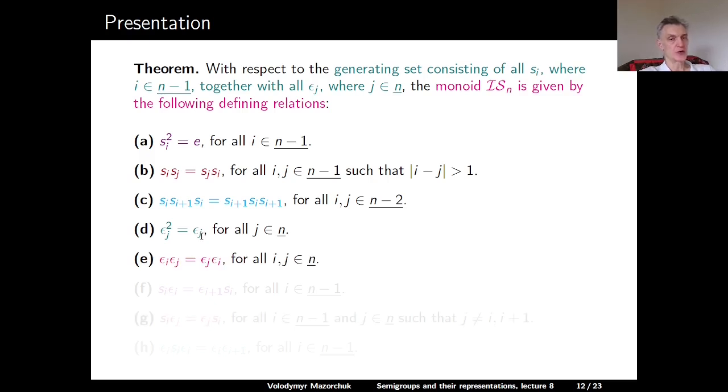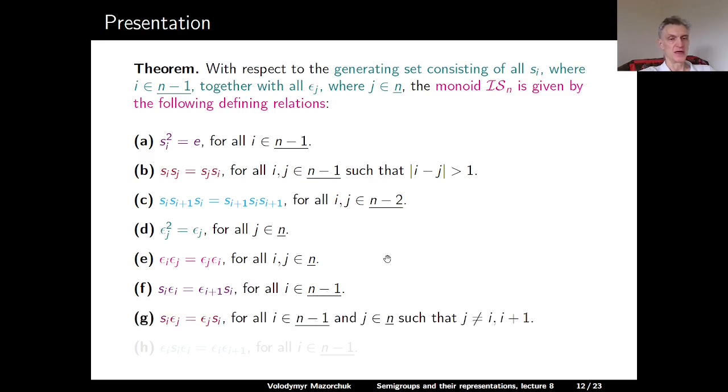ε_i and ε_j commute for all i and j. F. S_i ε_i = ε_{i+1} S_i for all i in {1,...,n-1}. G. S_i ε_j = ε_j S_i for all i and j such that j is not equal to i+1. And H. ε_i S_i ε_i = ε_{i+1} for all i.